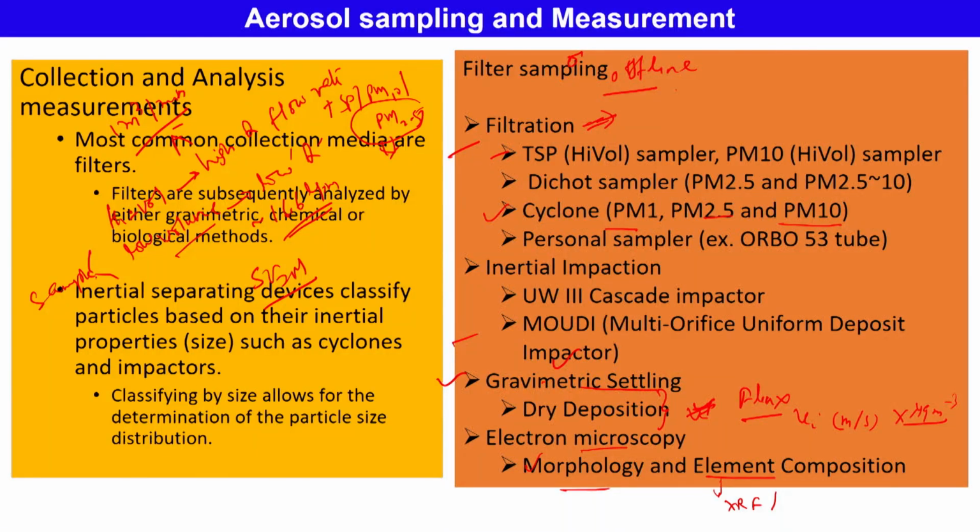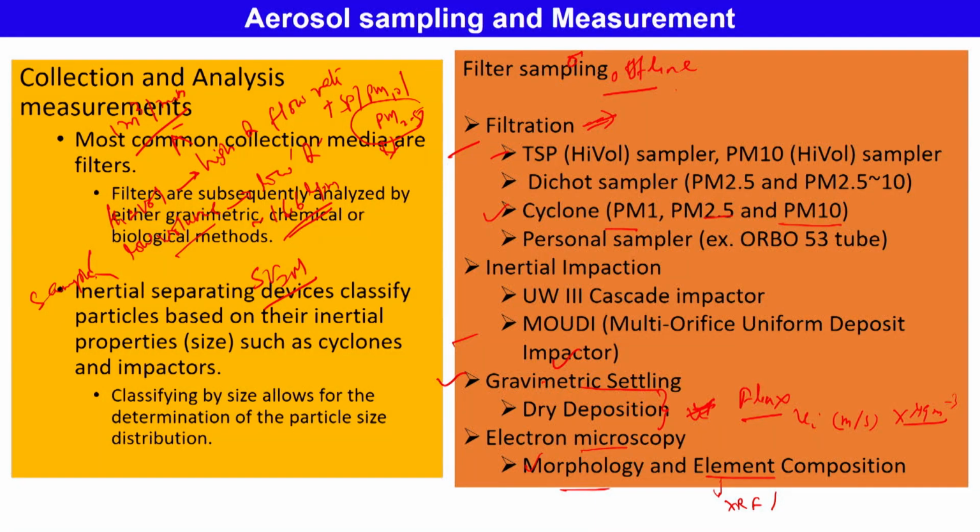So how do we do the collection and analysis of measurements? The most common collection medium is the filter. All these samplers you see on the right side are usually used with filters, and filters are subsequently analyzed either gravimetrically, which we will discuss, or by chemical or biological methods, depending on what you are looking for. If gravimetric, you will get the mass; for chemical species you do chemical composition measurements, and some things you can do biologically.